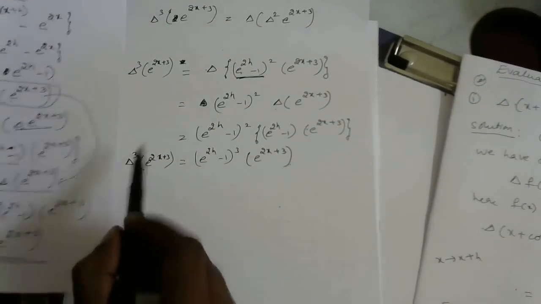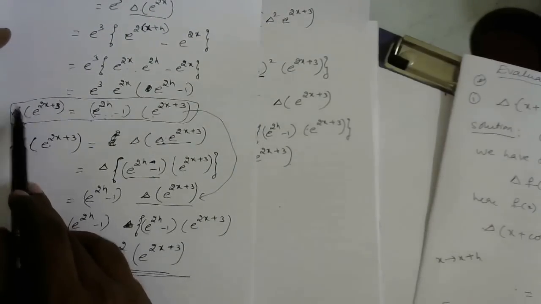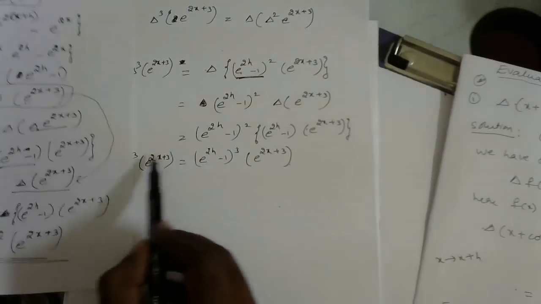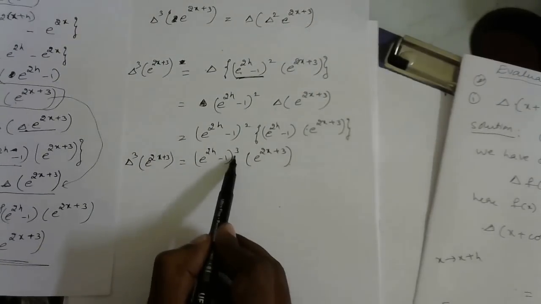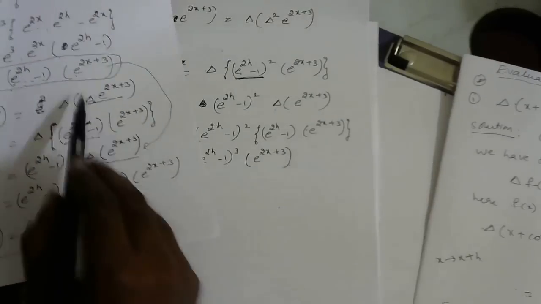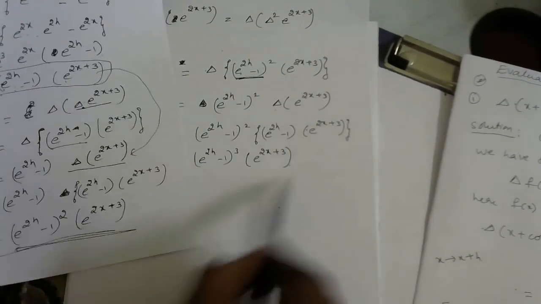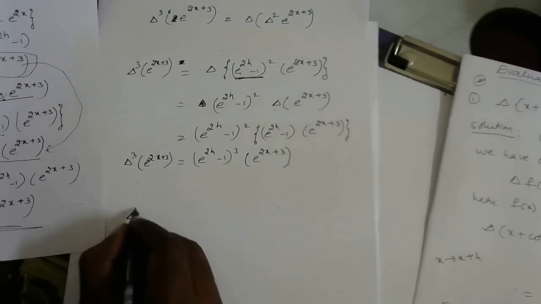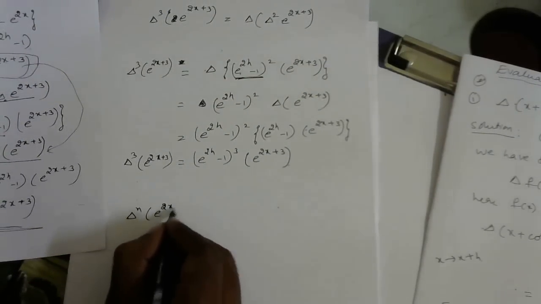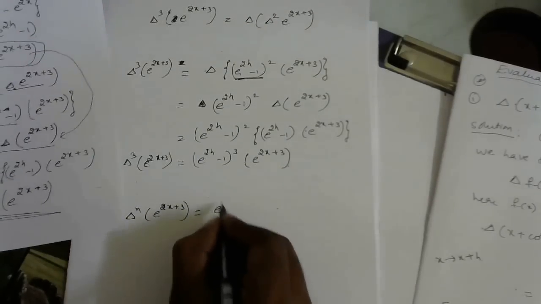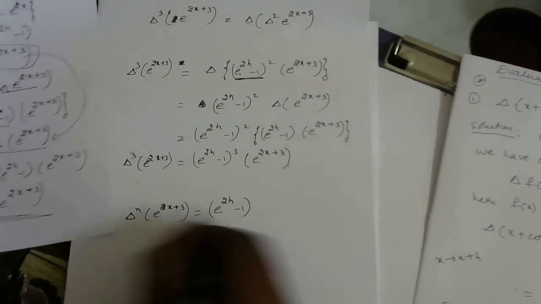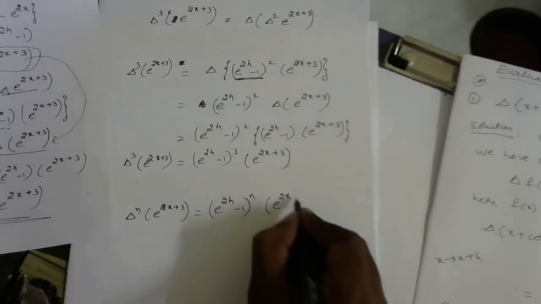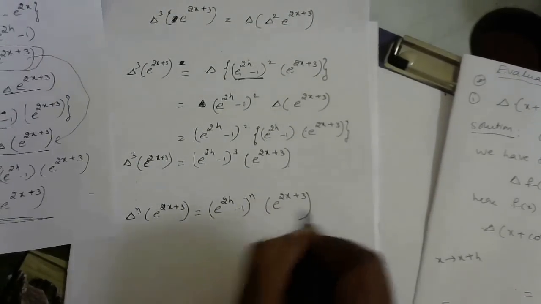So look here. You have delta to the power of 1, so you will get power 1 here. Delta square, you will get square, and delta cube, you will get power 3. The e to the power of 2x plus 3 is constant here, so you will get the same thing. Therefore, so on, delta to the power of n, e to the power of 2x plus 3 equals e to the power of 2h minus 1, whole to the power n, into e to the power of 2x plus 3.